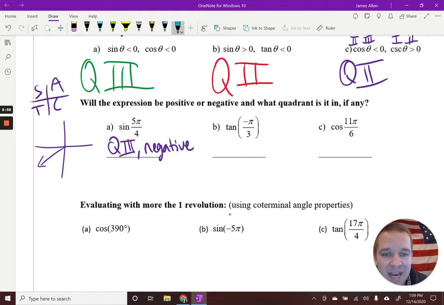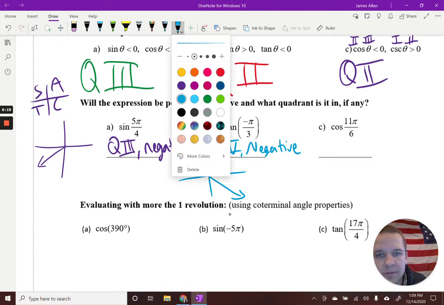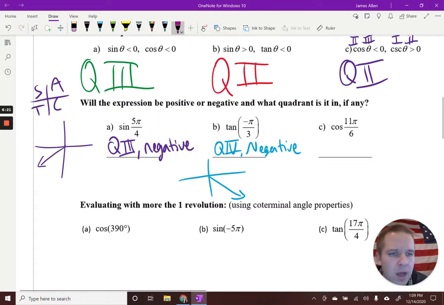Tangent of negative pi over 3. Negative pi over 3 is going to be in the fourth quadrant because it's going to rotate down pi over 3. Tangent in that fourth quadrant is going to be negative. So Q4 and then negative. Awesome sauce. I'll go with that purple.